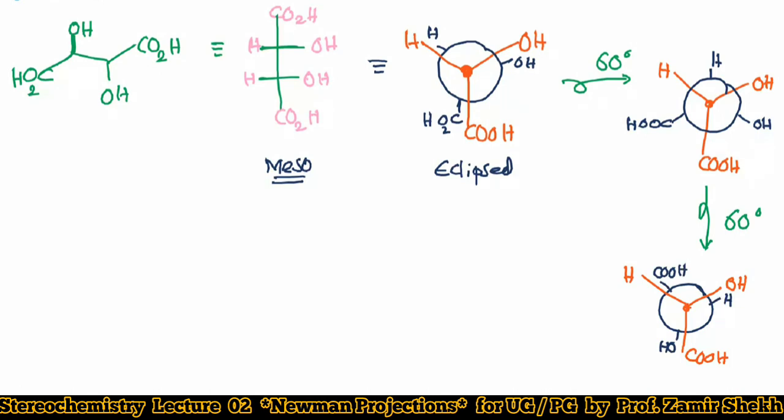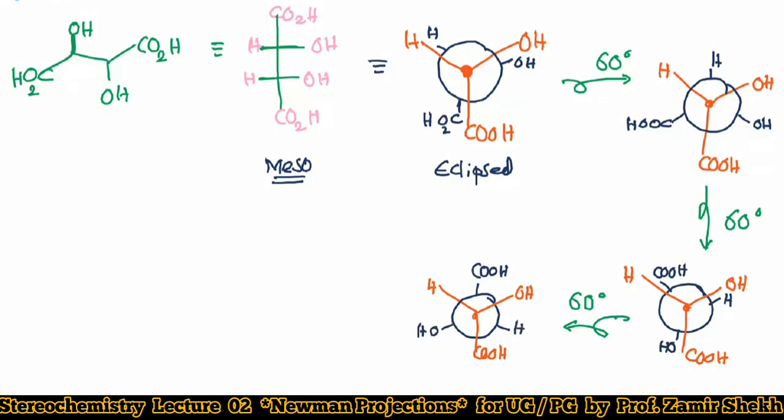Okay, now further I will do the same. This is the 60-degree rotation. 60 will lead to changes like this. This is OH, COOH, H. Next to that, here this is my COOH, this is my H, and up to that we have 180 completed now. Further we have to do the same, that is 60.